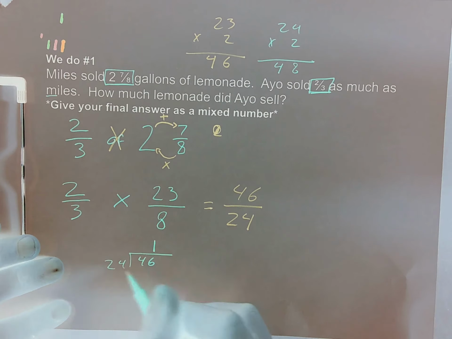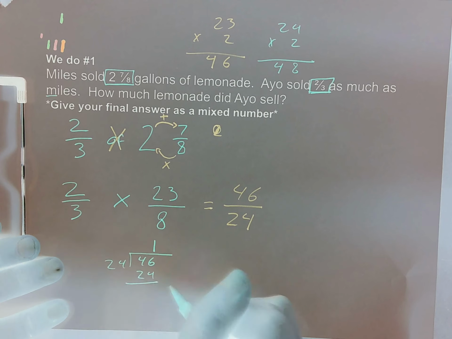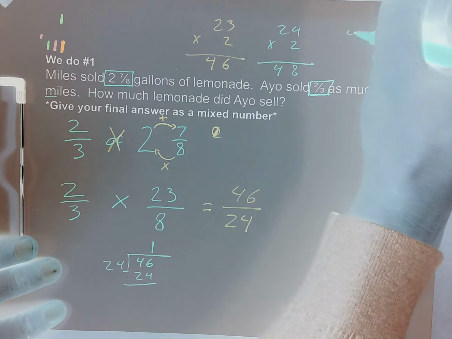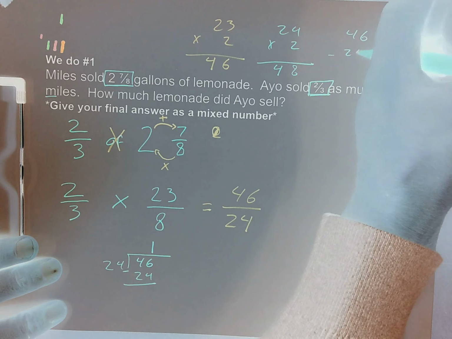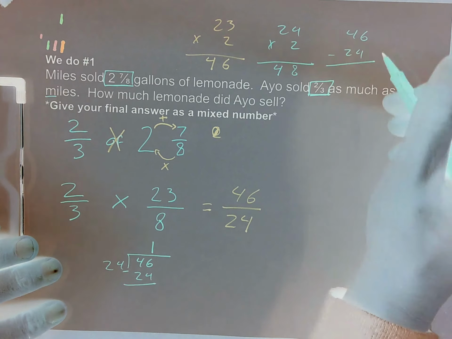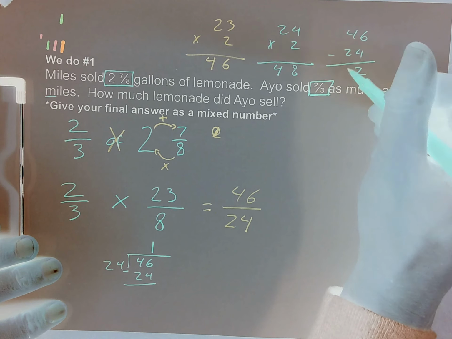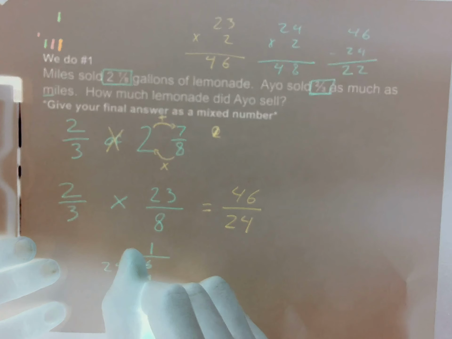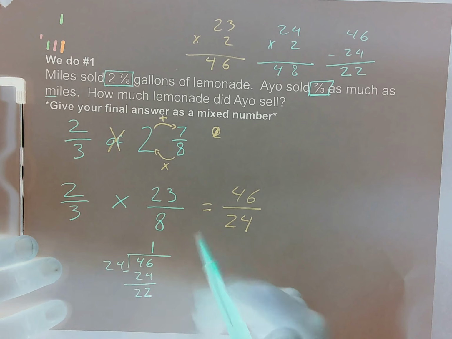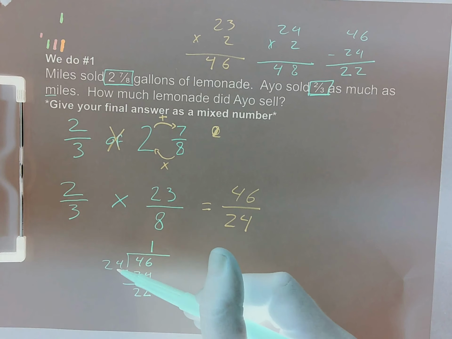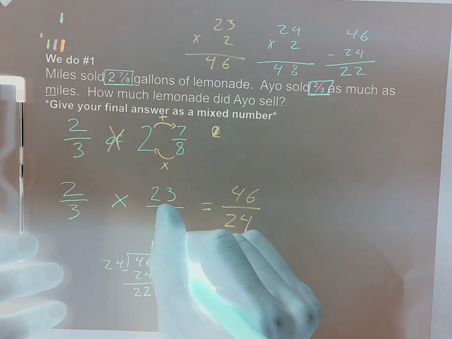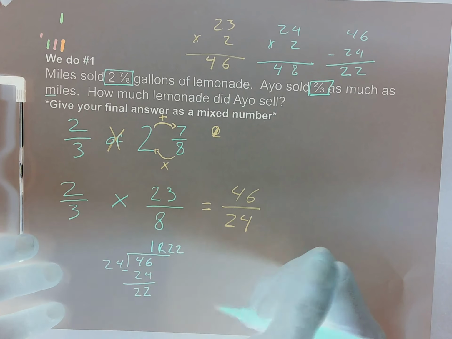Now we can multiply 1 times 24, which is 24. We can then subtract 46 minus 24. I'll come up here to do that again. 6 minus 4 is 2. 4 minus 4 is also 2. Gets me 22. My remainder is smaller than my divisor, which tells me I'm done. My answer is 1, remainder 22.